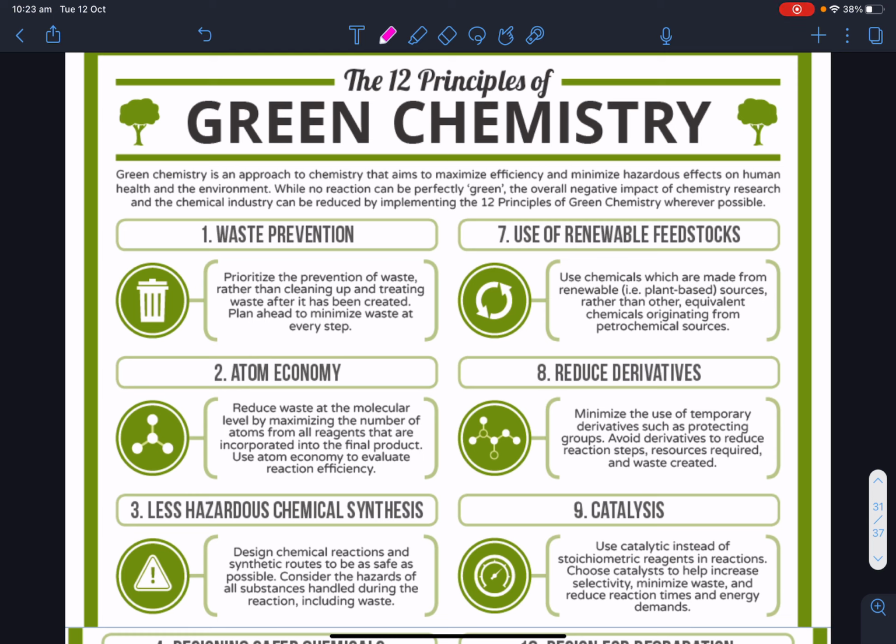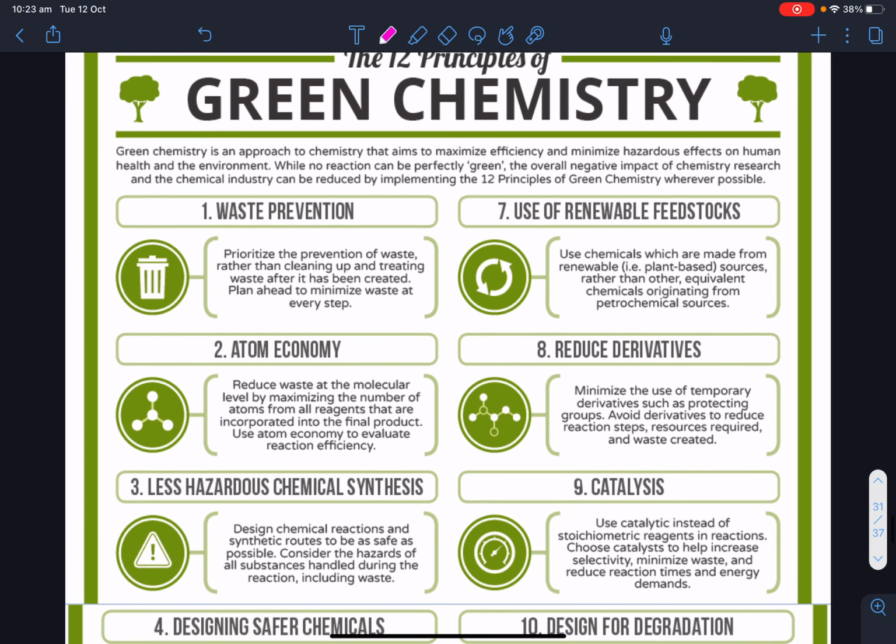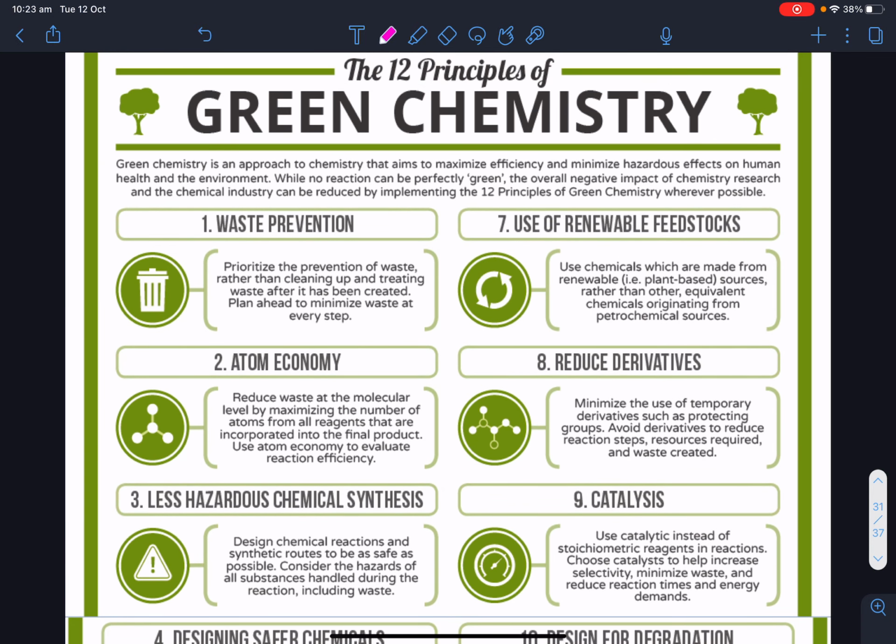Okay, but the overall negative impact of chemistry research and chemistry can be reduced by implementing what we've decided on, these 12 principles. Okay, whenever possible. Not all of these are easy to understand, but some are quite obvious, okay, that we can talk about. So, like number 1, waste prevention. We want to prioritize the prevention of waste. Rather than cleaning up and treating waste after it's been created, prevent it being made, okay?